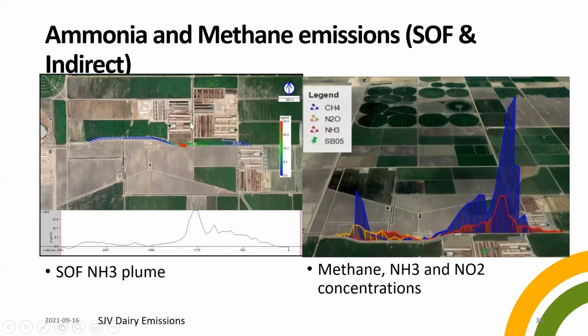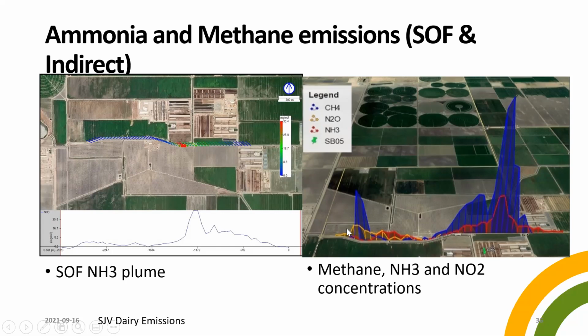But part of the numbers that we do is that we do it per animal head, the emissions in the end. So you can keep that in mind. So what you see here on the left side is a color-coded SOF measurement of ammonia. You can also see the same measurement as the blue line here. So this is a very distinct ammonia plume from this CAFO here.